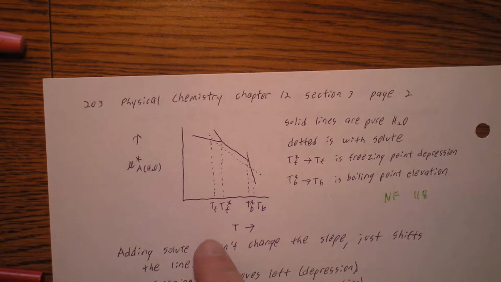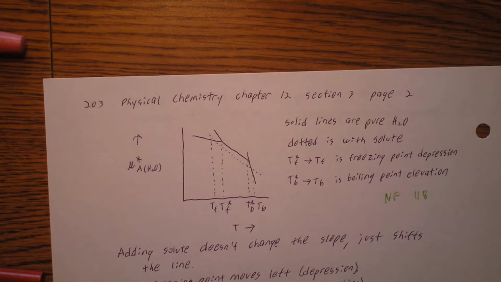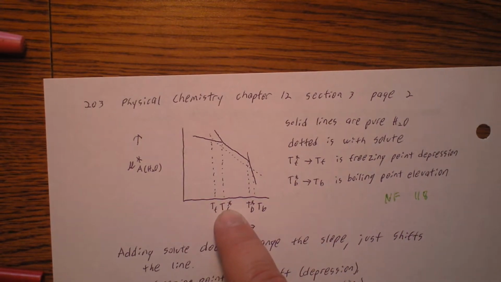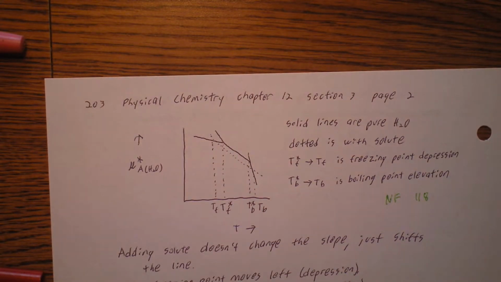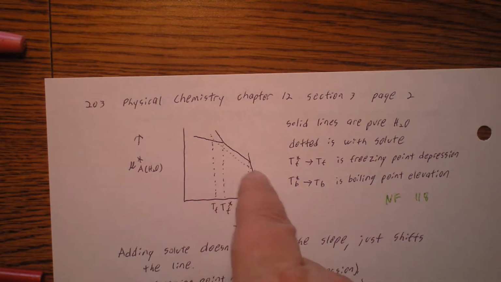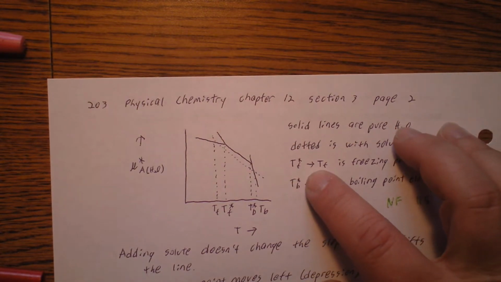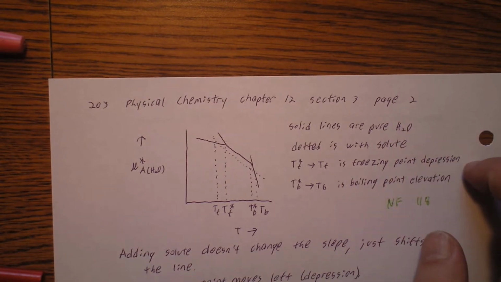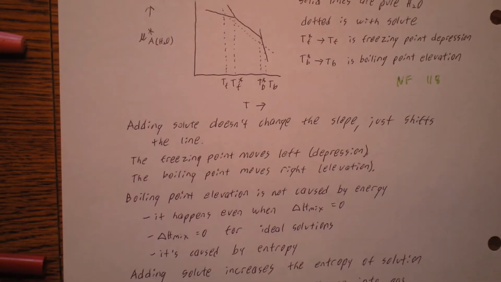Now if we add some solute, the line's going to shift, namely the one for the liquid region. So we have the temperature of the freezing point star, pure. The temperature of freezing is going to go down because it'll intersect this line farther to the left. And likewise, the boiling point of the pure substance will increase because this line will intersect farther right. So the freezing point star goes to the temperature of freezing, that's freezing point depression, and the boiling point of the pure substance goes to the temperature of boiling, that's boiling point elevation.